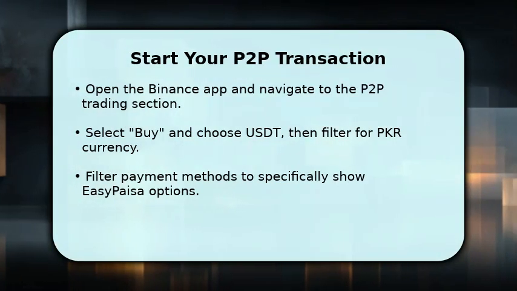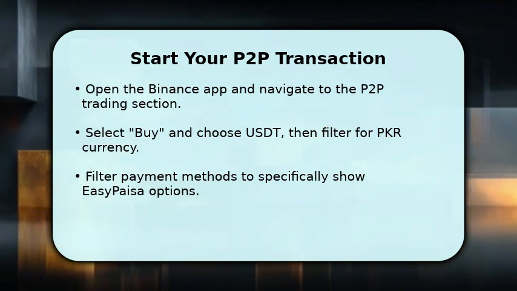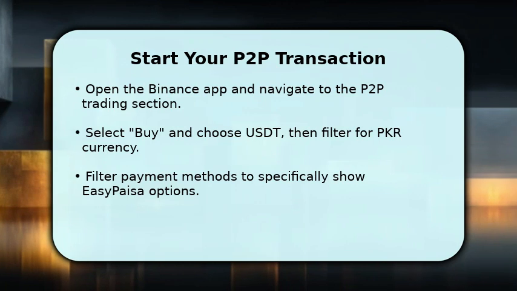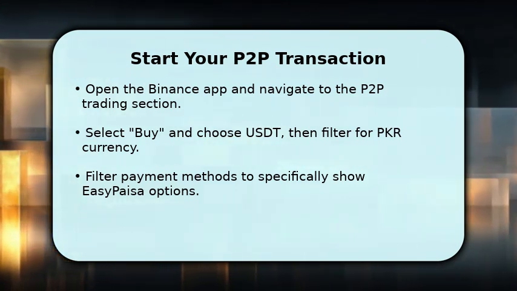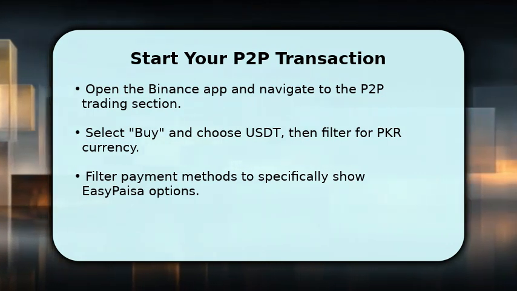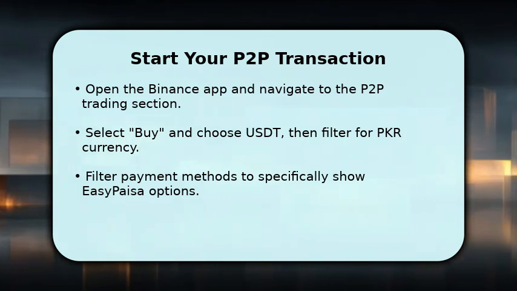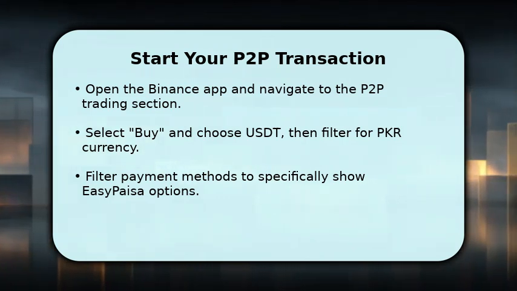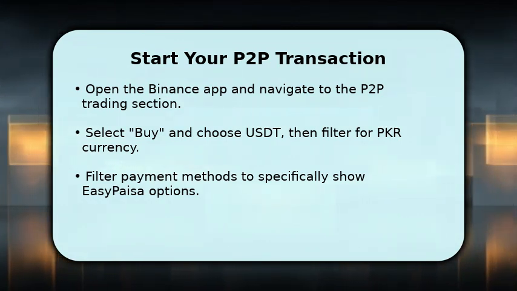To begin, open your Binance app and log into your account. From the home screen, find and tap on the P2P trading option. Next, select Buy and choose USD as the cryptocurrency you wish to acquire. It's important to then set your local currency to PKR and filter the payment methods to display only Easypaisa options. This ensures you see relevant sellers.